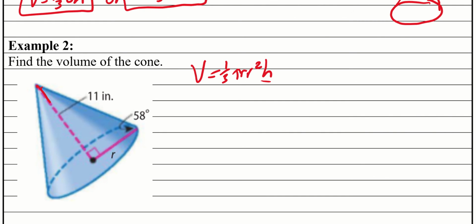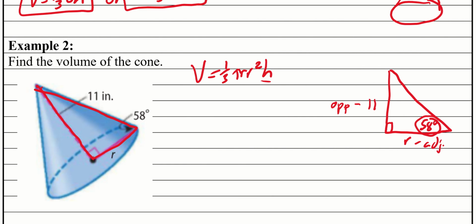Notice here I actually have a triangle inside all of this. If I really need to, I could draw this to the side, where I have a right angle right here. I have r, a height of 11, and an angle measure of 58. Since it's a right triangle, remember we can use trigonometry and all the things that we talked about in the last unit. In this case, 58 would be our focal point, 11 is opposite of the angle, r is adjacent to the angle.